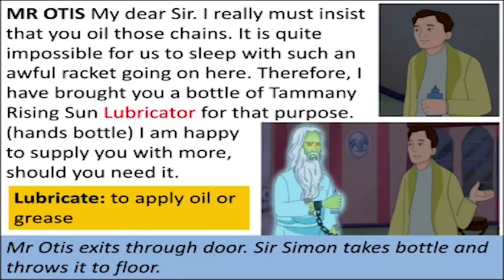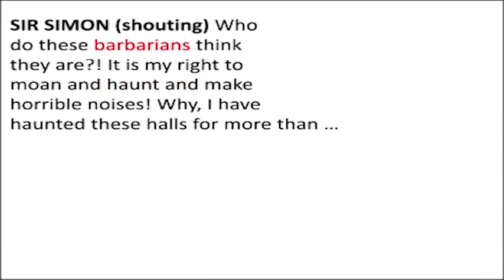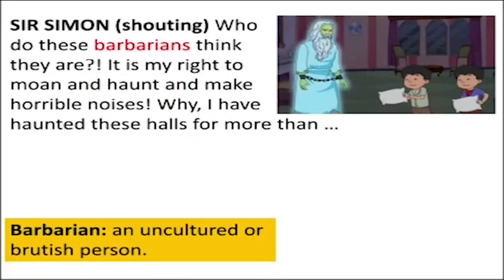But anyhow, Mr. Otis went back to his bedroom. Mr. Otis exits through the door. Sir Simon takes the bottle and throws it to the floor. So Sir Simon threw that bottle of lubricator on the floor, and he also exits from that place. Sir Simon shouting, "Who do these barbarians?" Barbarians means an uncultured, uncivilized or brutish person. So according to Sir Simon, these people were uncultured, uncivilized people.